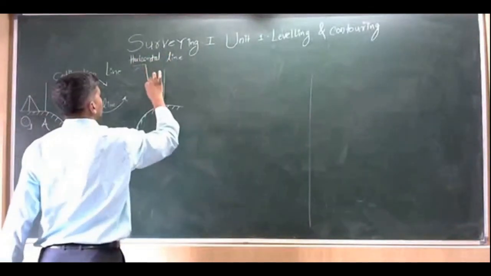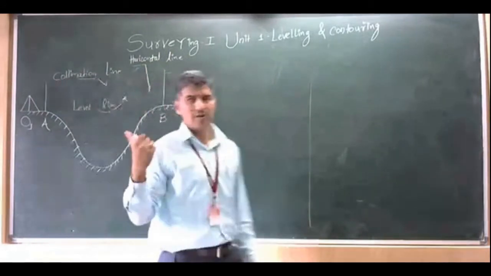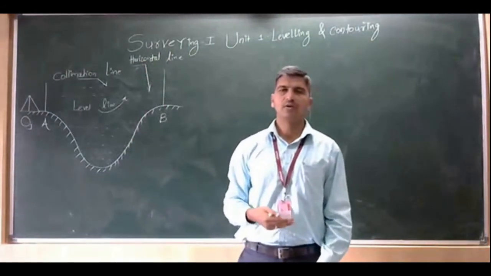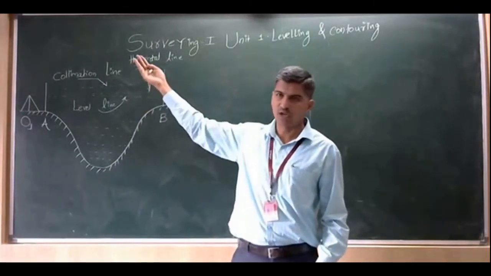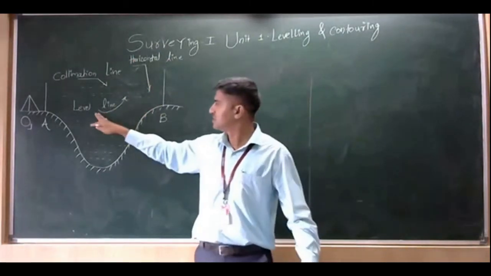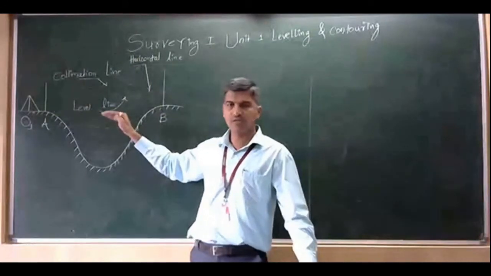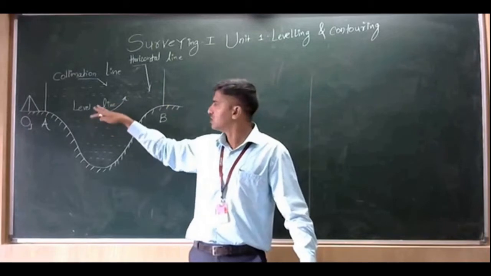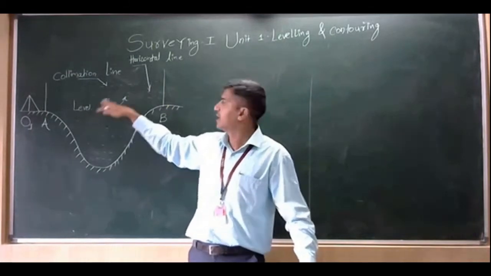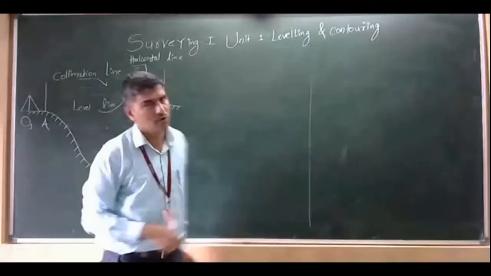This was for the middle one. You can show these particular 3 lines by different colors also. The one which is inclined upward is my collimation line. The one which is inclined downward, or almost horizontal, is my level line. And the one in between these two is my horizontal.